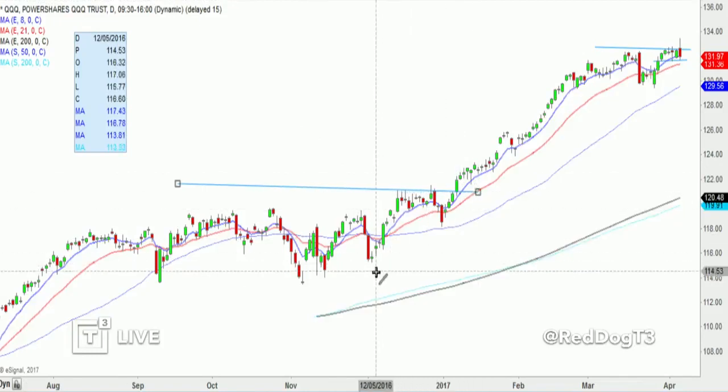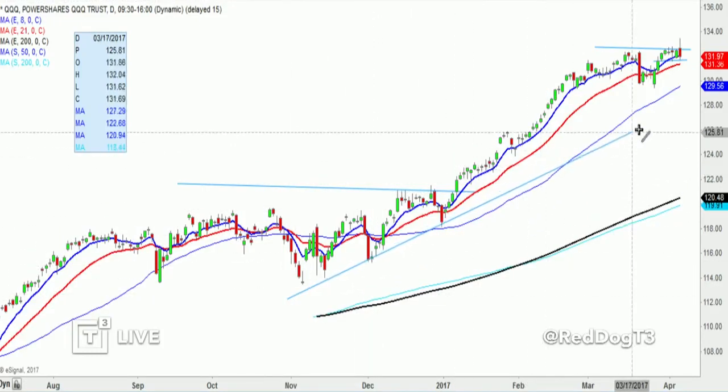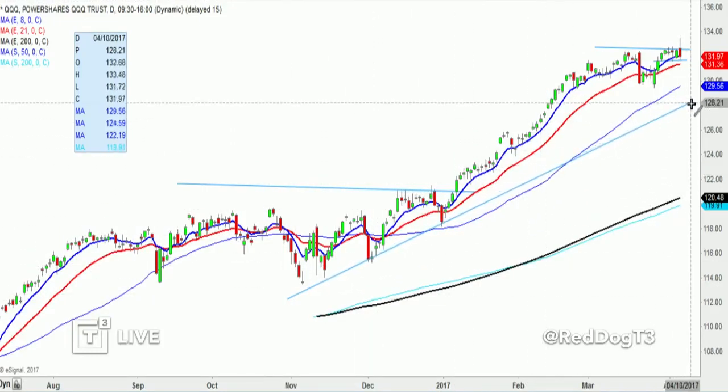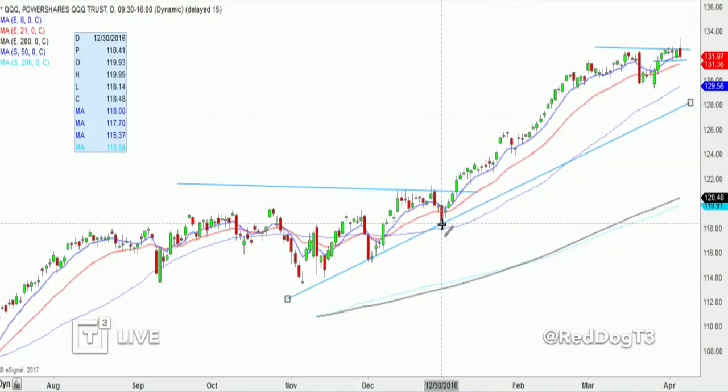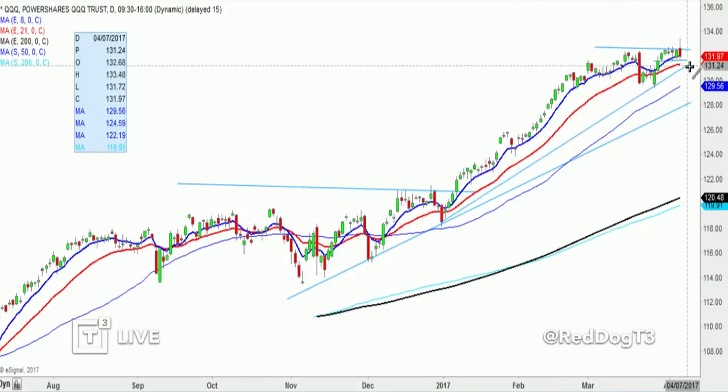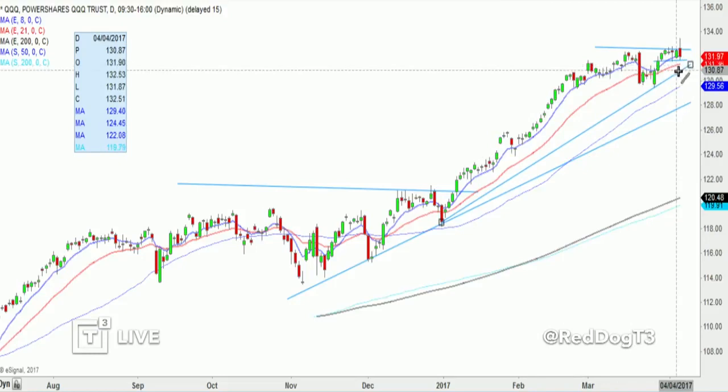Here's where it broke out from. You could draw lots of ways. This is one trend line, and then from here, this is another. So it's really still not even at the momentum trend.